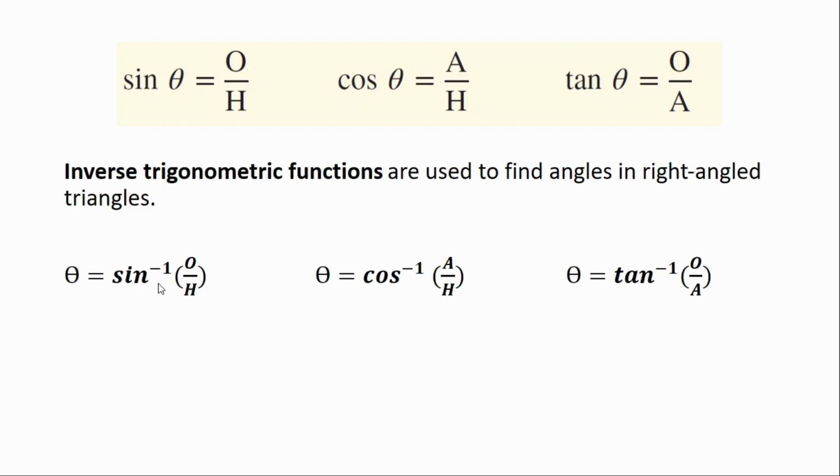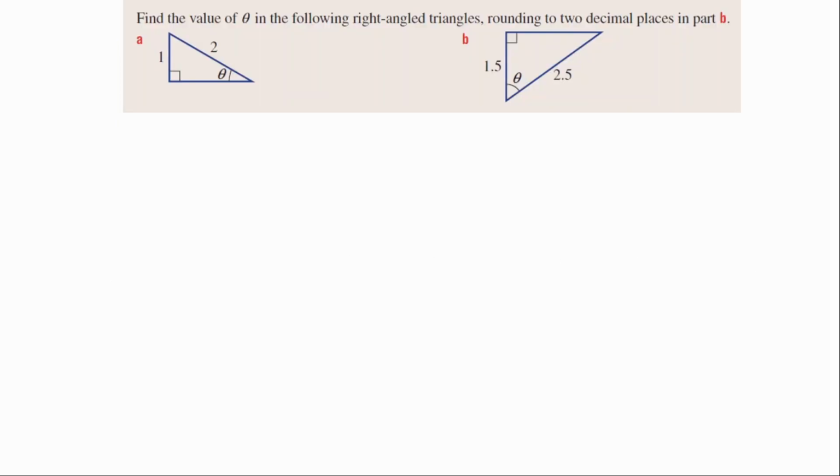Let's have a go at using these inverse functions to solve some problems. Our first one: find the value of theta in the following right angle triangles, rounding to 2 decimal places in part B. Let's start with part A. We've got that triangle there. We need to first figure out which trigonometric function we're going to use. So let's have a look.